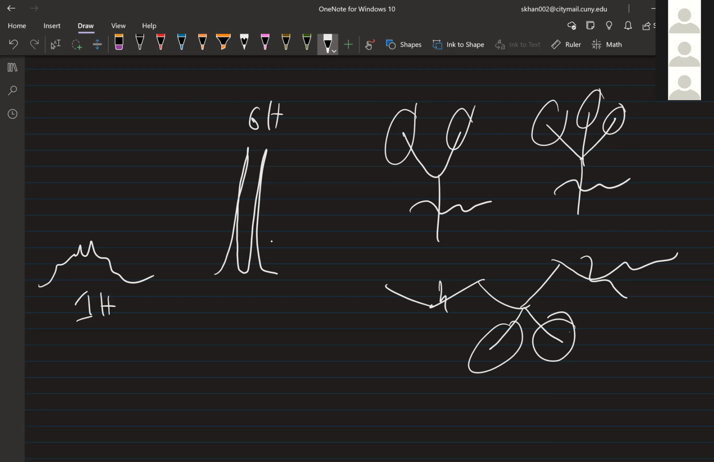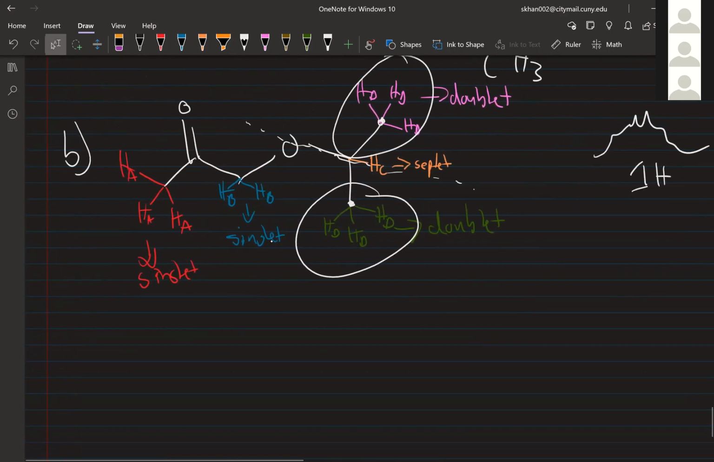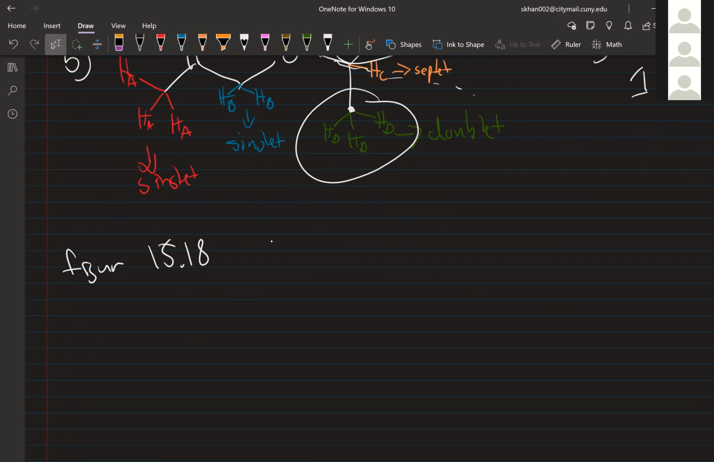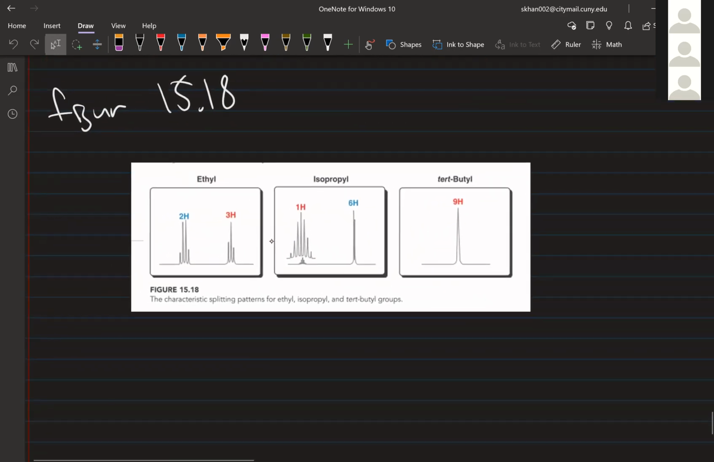So that's actually on page 6, figure 15.18. Actually, I can just copy and paste that here too, right? These are patterns you'll see for certain groups, always. It can help you save time on figuring out what the structure is, right? So this is both in the second language book and the main textbook too, pattern recognition, right?